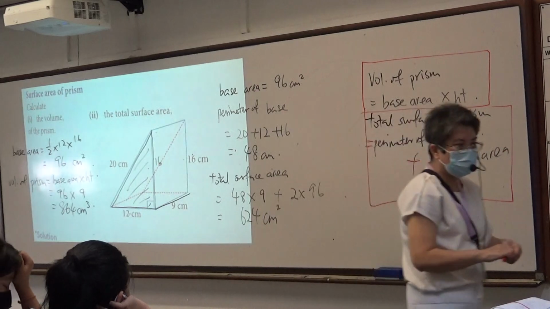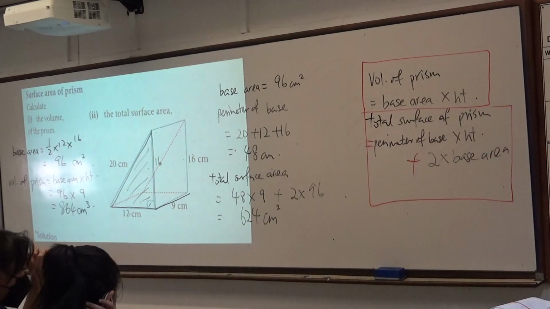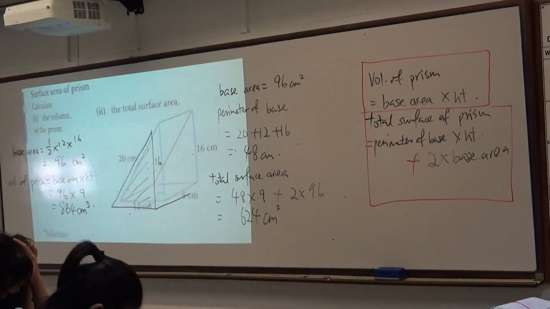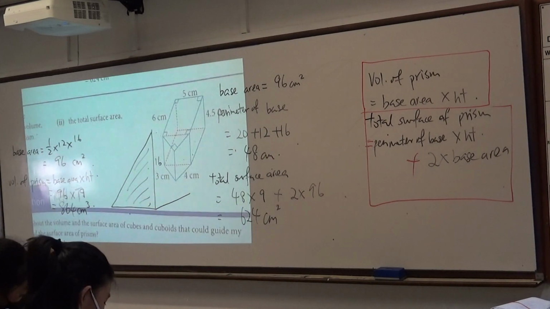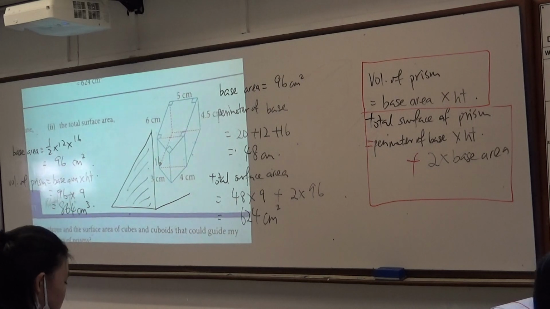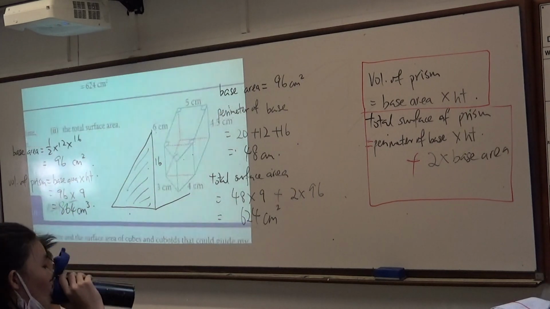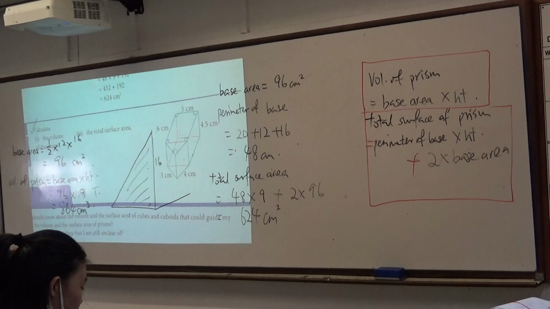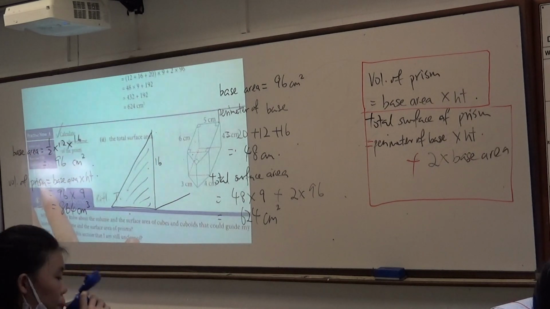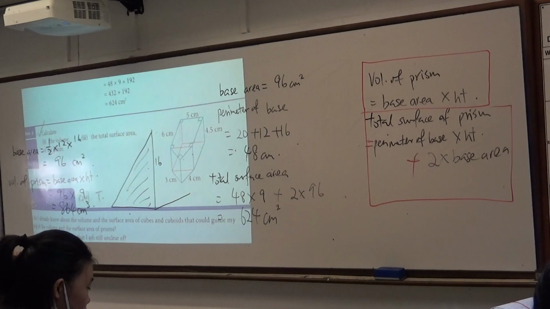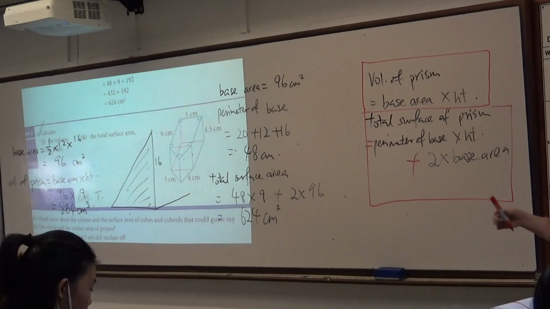Okay, very good. Alright. Next can we look at practice 6? This particular prism is not that easy. This one is not very easy. Now, I want all of you to do this for me in the textbook now.